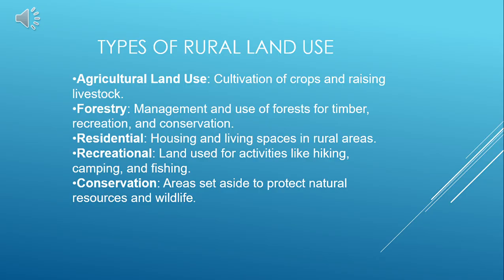Now we have to understand the types of rural land use. There are five types of rural land use. First is agricultural land use, forestry land use, residential land use, recreational land use, and conservation land use. These are the types of rural land use. Now we have to understand them in detail, one by one.